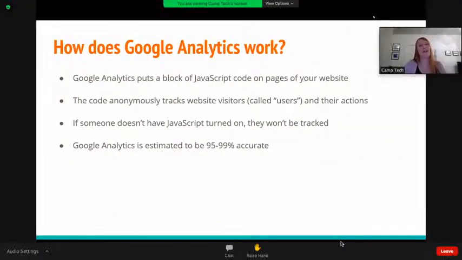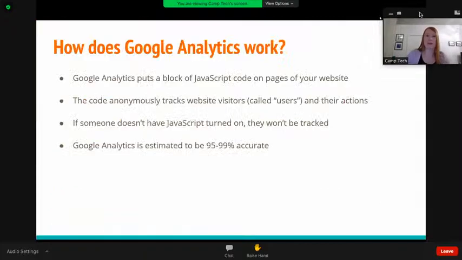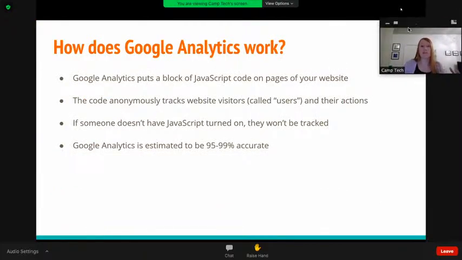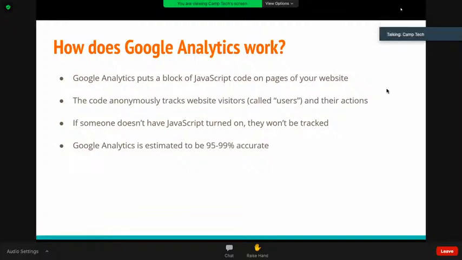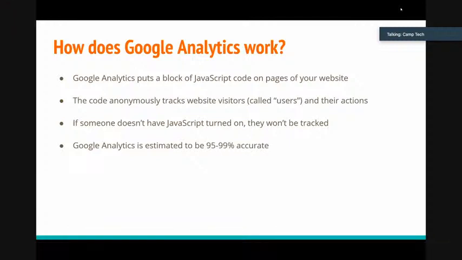this to your website, you're putting a little block of JavaScript code on the pages of your website. And what this does is it basically starts to anonymously track website visitors, which Google Analytics calls users, and it just tracks what they're doing on your site. So things like how long are they spending there, what pages are they visiting. It just gives you a sense of everything that's happening on your website with all of your visitors.